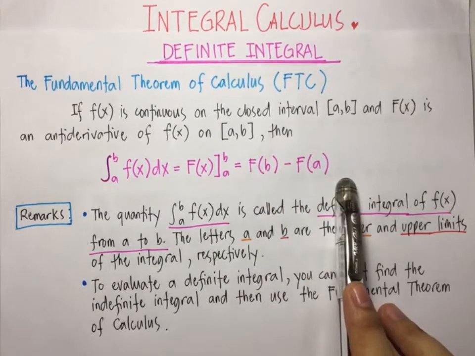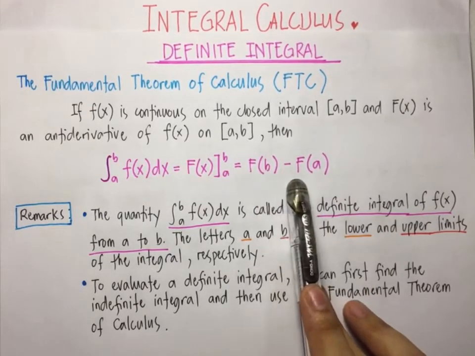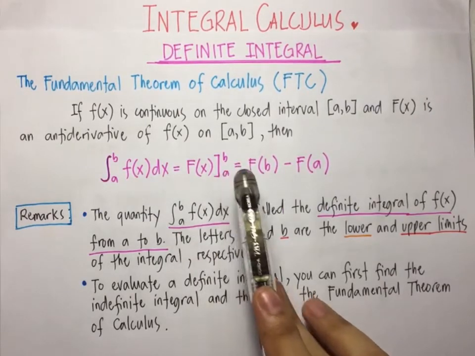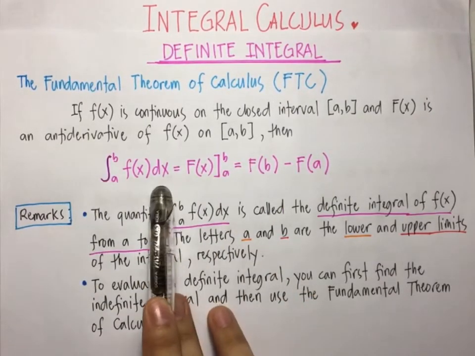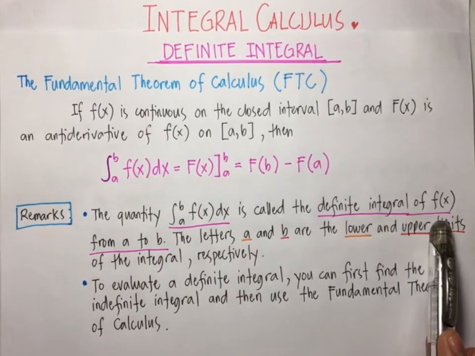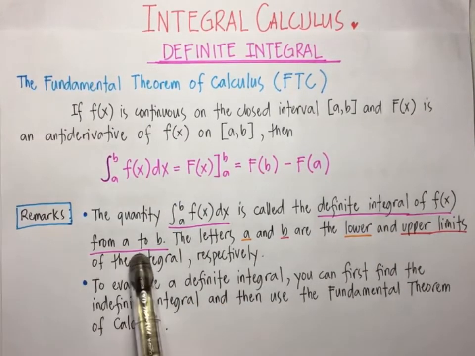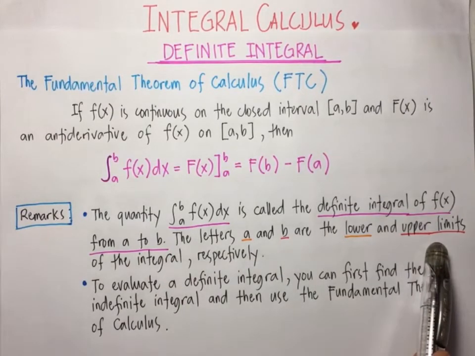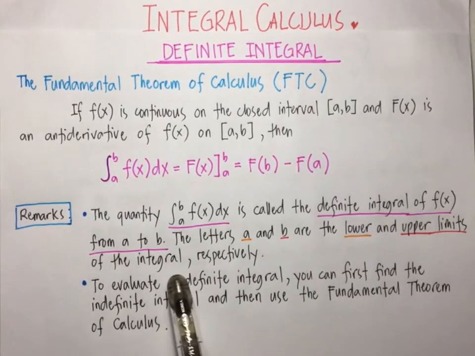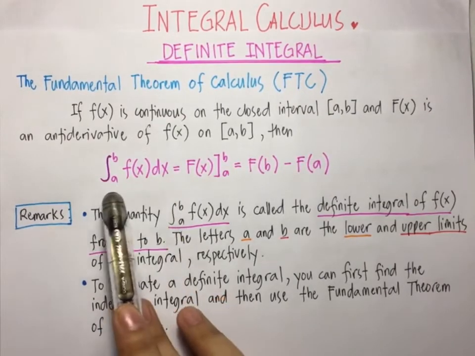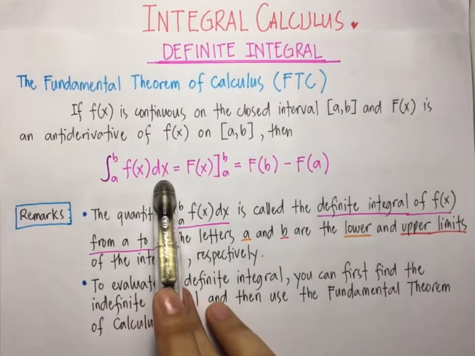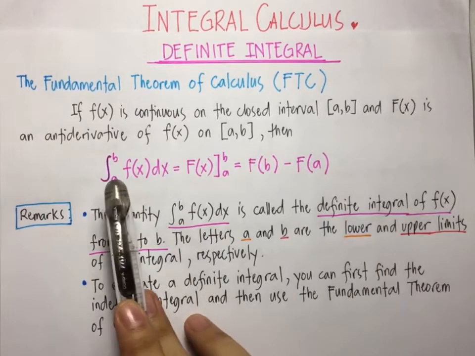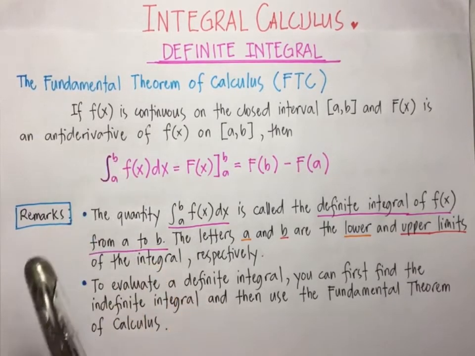We denote the difference F of b minus F of a by F of x from a to b. This quantity is what we call the definite integral of f of x from a to b. The letters a and b are the lower and upper limits of the integral. So we read this as integral of f of x dx from a to b, where a is the lower limit and b is the upper limit.